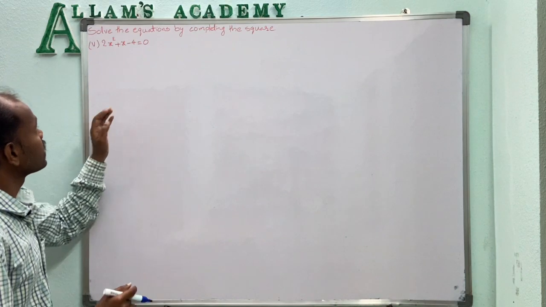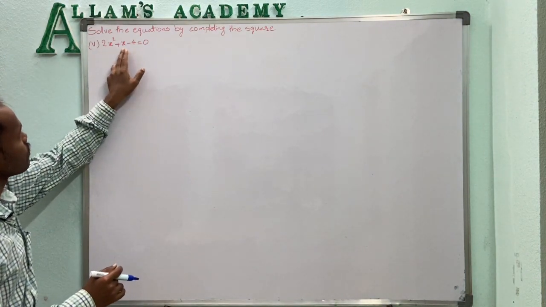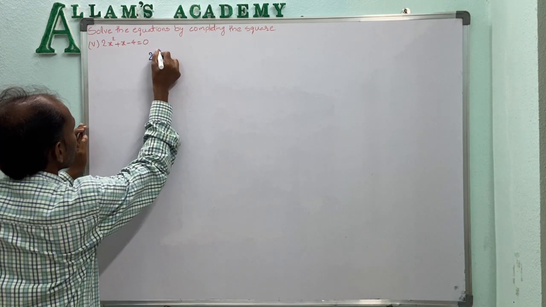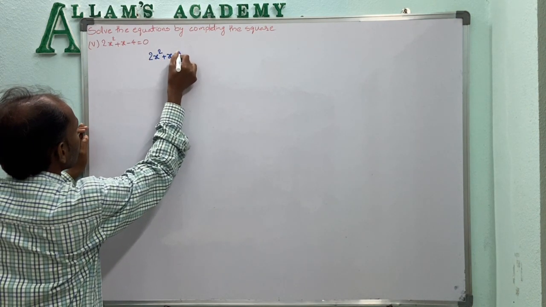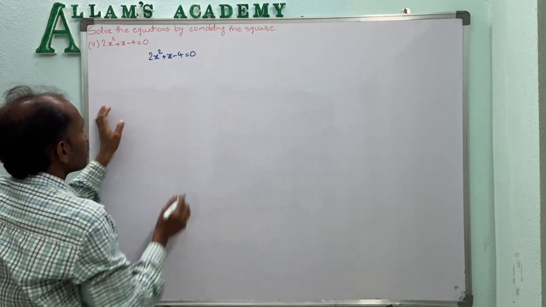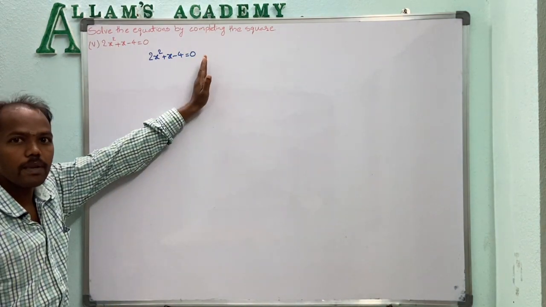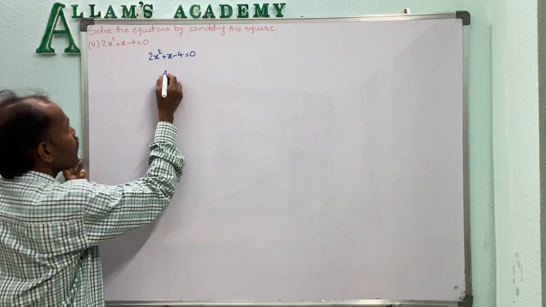Now the next given quadratic equation is 2x² + x - 4 = 0. Here the constant term is -4. So that -4 is transferred to that side as +4, and 0 + 4 equals 4.